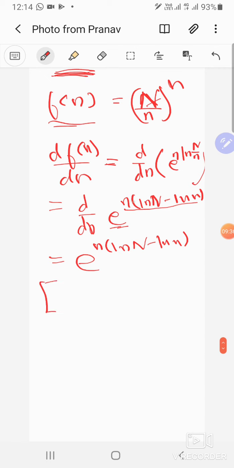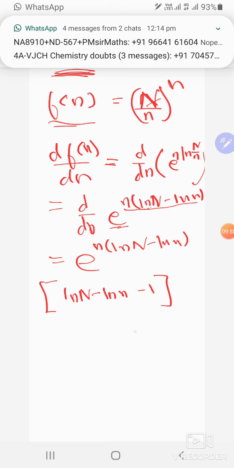So it's going to be, now we use the product rule. So the derivative of small n is 1. So you got natural log of capital N minus natural log of small n, multiply to it, and then we keep this and take the derivative of that guy. Well, derivative of this is 0. This is minus 1 by n. Yes. So minus 1 by n into n, that's going to be minus 1.